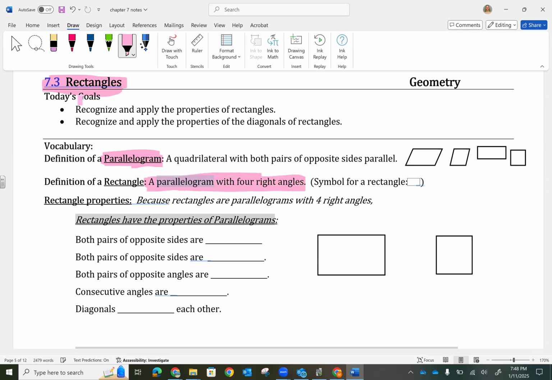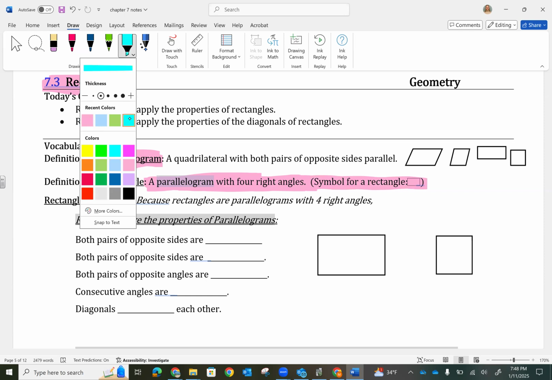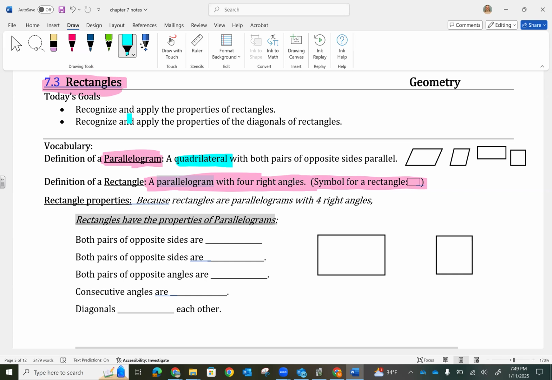So opposite sides are parallel. And then also it has four right angles as well. Okay, and so here's the symbol for a rectangle. So wait, what's a parallelogram? A parallelogram is a four-sided figure, a quadrilateral, that has both pairs of opposite sides that are parallel.